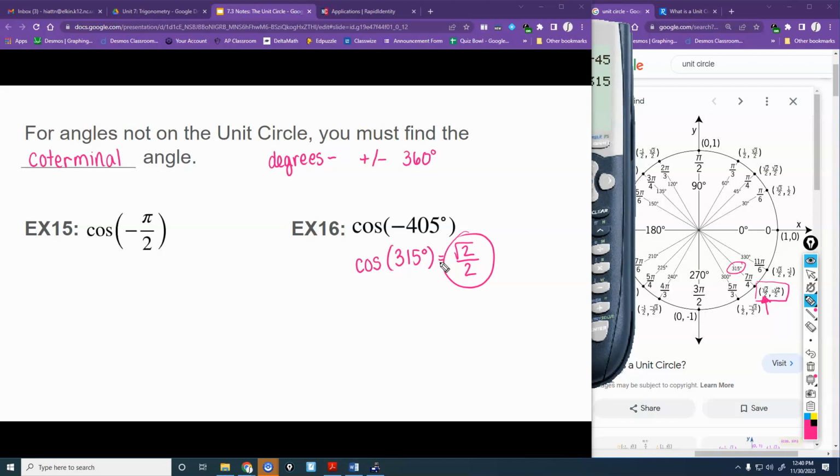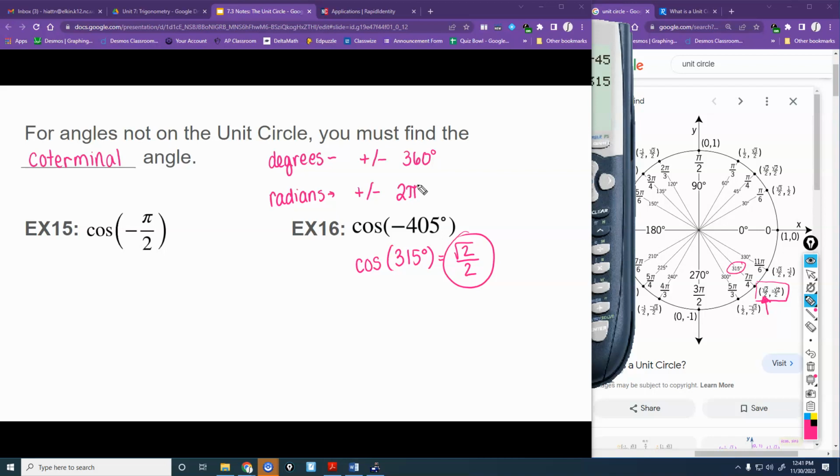So if you get a number that's not on your unit circle, then you just have to find the coterminal angle that goes with it that is on the unit circle, and it's going to have that same value. With degrees, it's not too terrible because you're just adding or subtracting 360. It is a little harder with radians because you've got fractions. So with radians, though, what do we do? Add or subtract 2 pi.